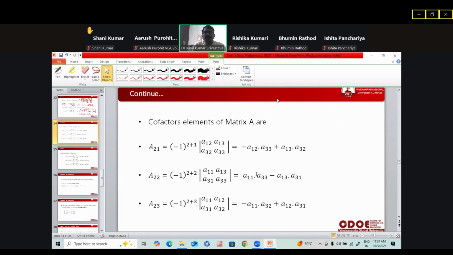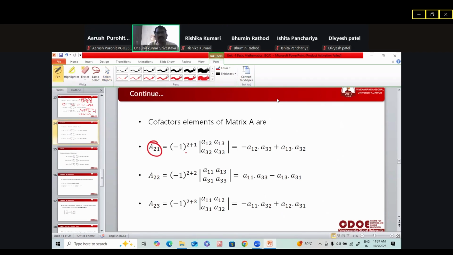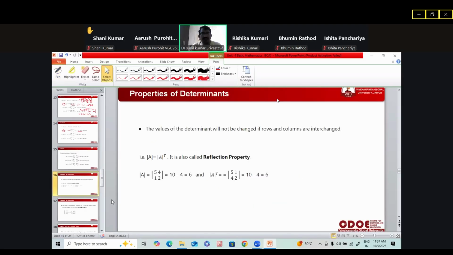Similarly, we can find the cofactors of any element. Suppose you are going to find the cofactor of the element A21. What do I have to do here? We just see minus 1 raised to the power of the row and column in which it lies. It lies in the second row and first column, so 2 plus 1. Then leave that row and that column in which it lies. The remaining rows and columns will give the value of that minor. In this way, we can calculate all the remaining cofactors.